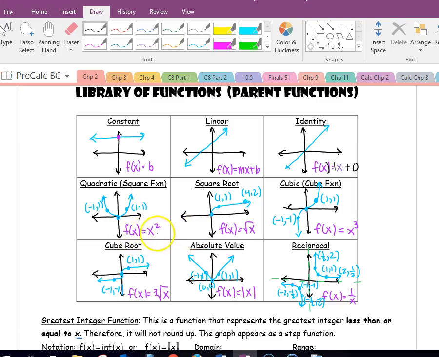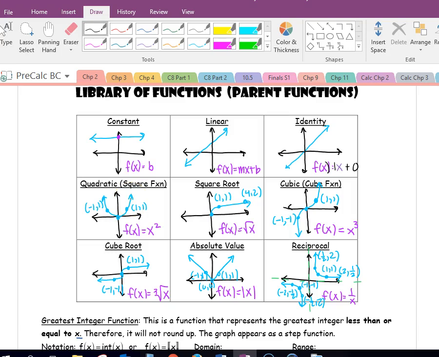So we have f of x equals x squared. You should know that in this situation, we do have a vertex at 0, 0. We're going to be talking on Monday more about how to find other vertices, but for this parent function, vertex at 0, 0, and we have important points of 1, 1 and negative 1, 1. Because as you know, when you square a negative as well as a positive one, you end up with a positive.